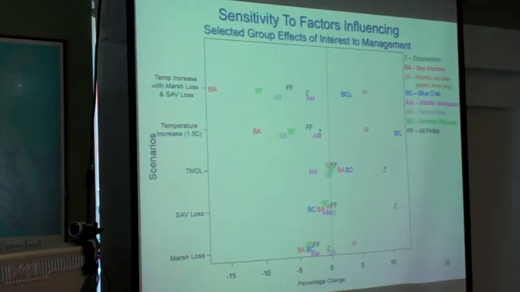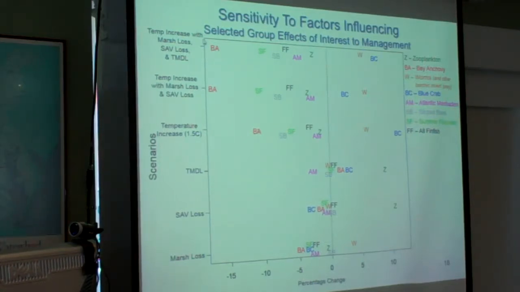And this time, blue crab is on the winning side, but not winning quite as much, because they've got less SAV, which, as I've modeled them, their juveniles are dependent on. So that's a bad thing to have less of that stuff.